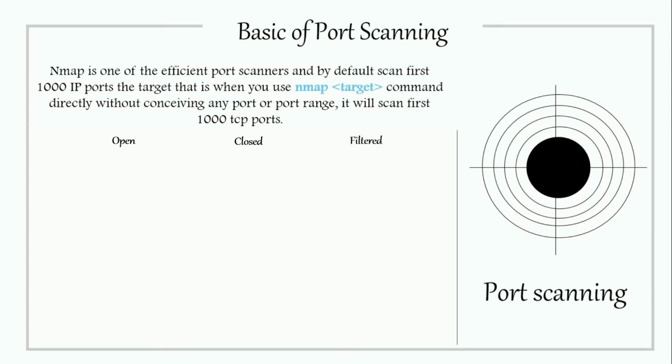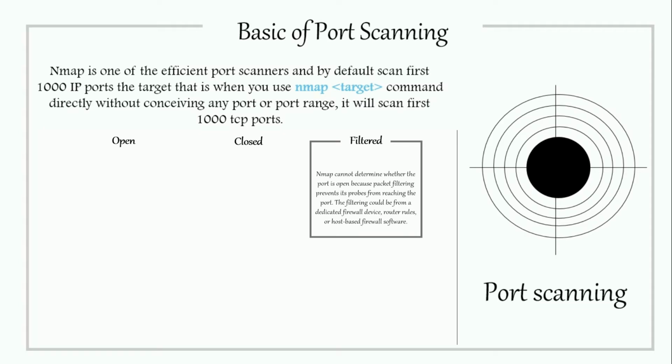Filtered. Nmap cannot determine whether the port is open because packet filtering prevents its probes from reaching the port. The filtering could be from a dedicated firewall device, router rules, or host-based firewall software.